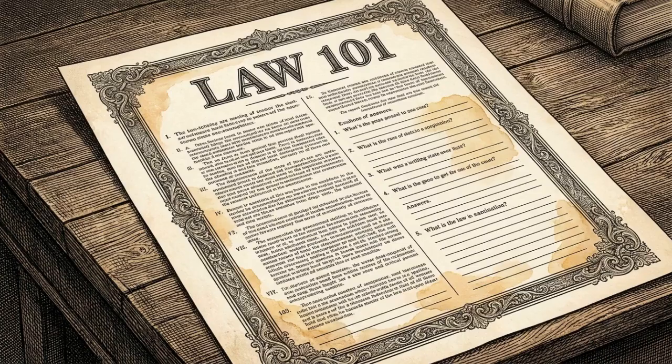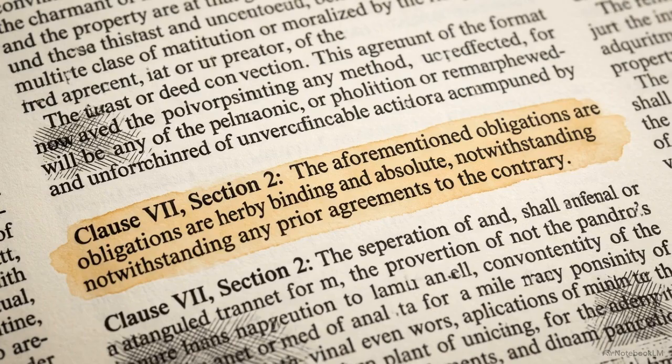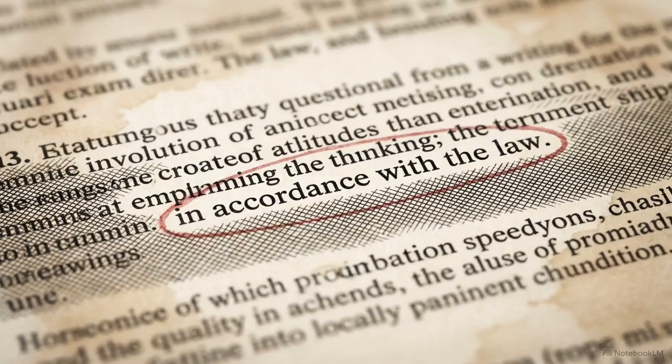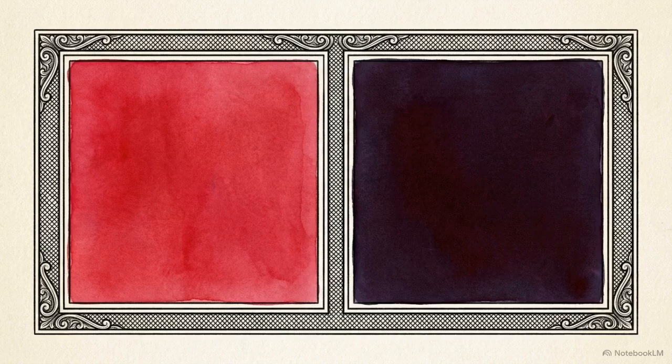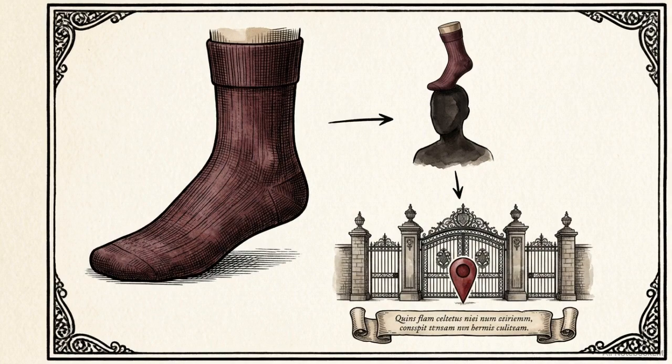Imagine a law school problem question. A statute states, it is an offense to wear red socks in a public place. Albert is caught on campus wearing a maroon sock as a hat. Is he liable? We immediately hit a wall. What exact shade defines red? Does wearing a sock on your head count? Is a university a public place?